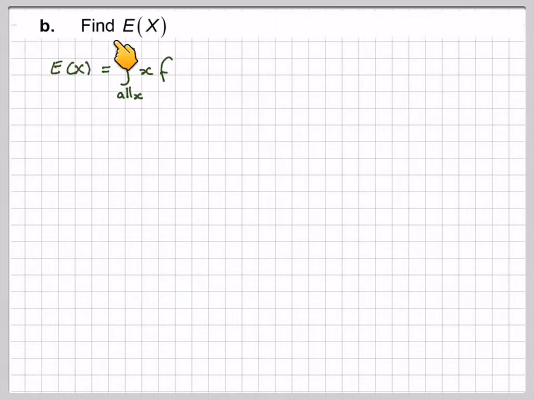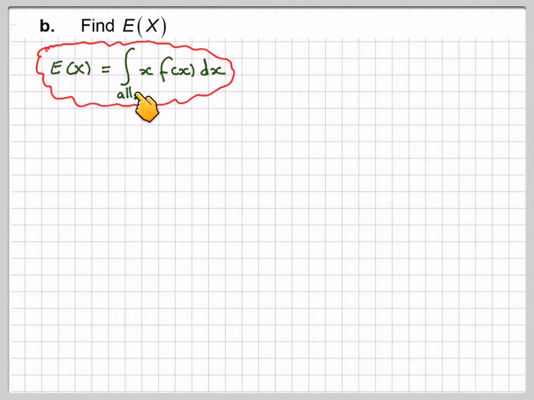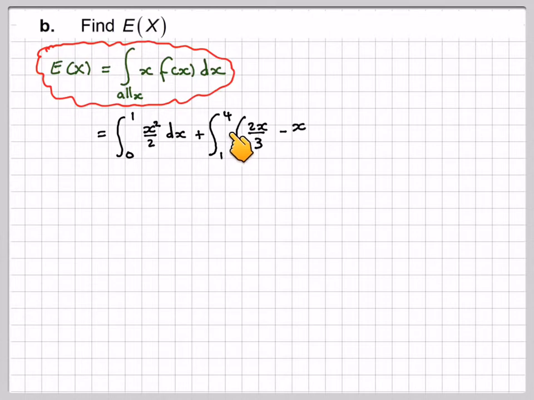Part B, find E of x. So E of x is the integral of all x times f of x dx. So that's from 0 to 1 of x squared over 2 dx, plus from 1 to 4 of 2x over 3 minus x squared over 6 dx.